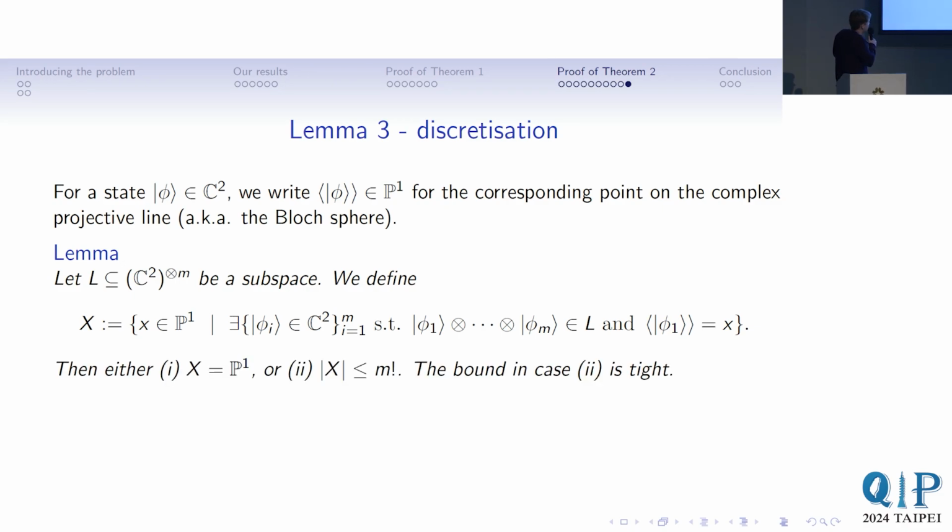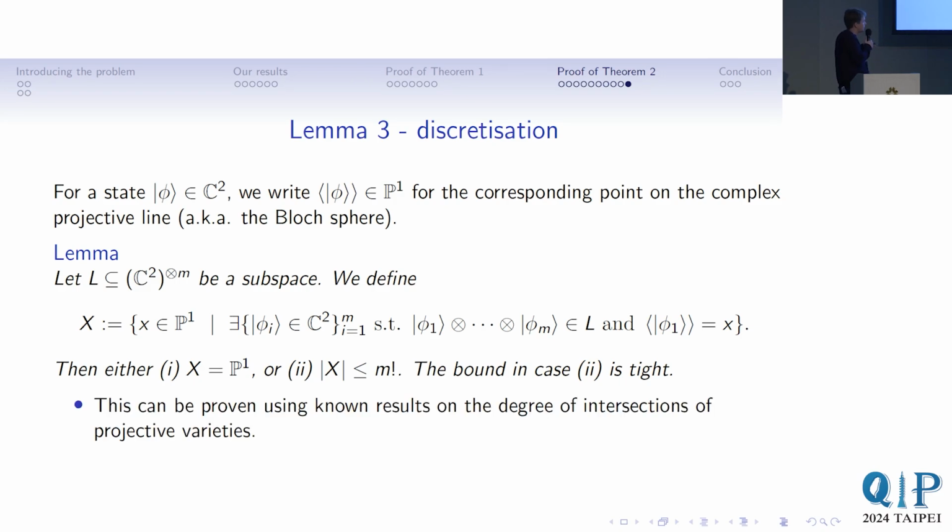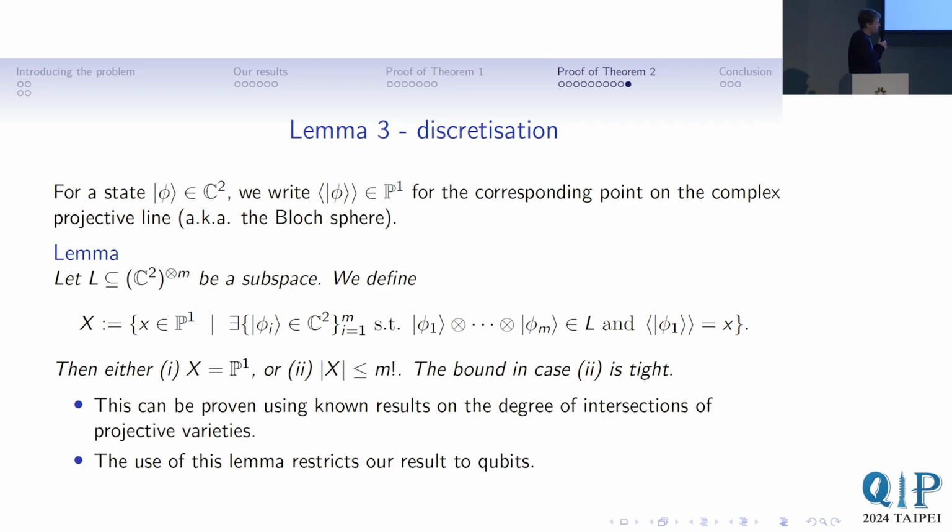Then there's this dichotomy: either X is everything in the Bloch sphere, or X is a finite set whose cardinality is bounded above by m factorial, and the bound in case 2 is tight. This can be proven using known results on the degree of intersections of algebraic varieties, and the use of this lemma restricts our results to qubits. The main reason for that is that the only projective subvarieties of the projective line are the projective line itself and finite sets, whereas that's not true for higher-dimensional projective spaces. So again, we're restricted to qubits. We saw the restriction to qubits for theorem 1. Now we see it for theorem 2.